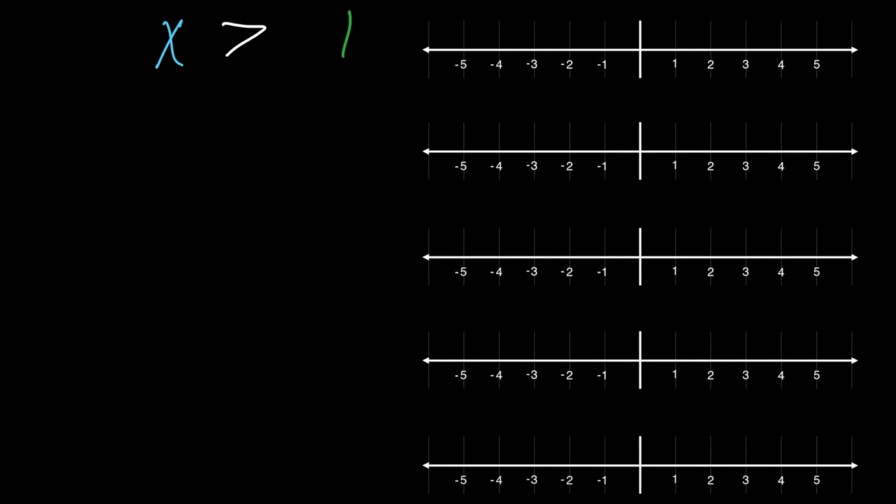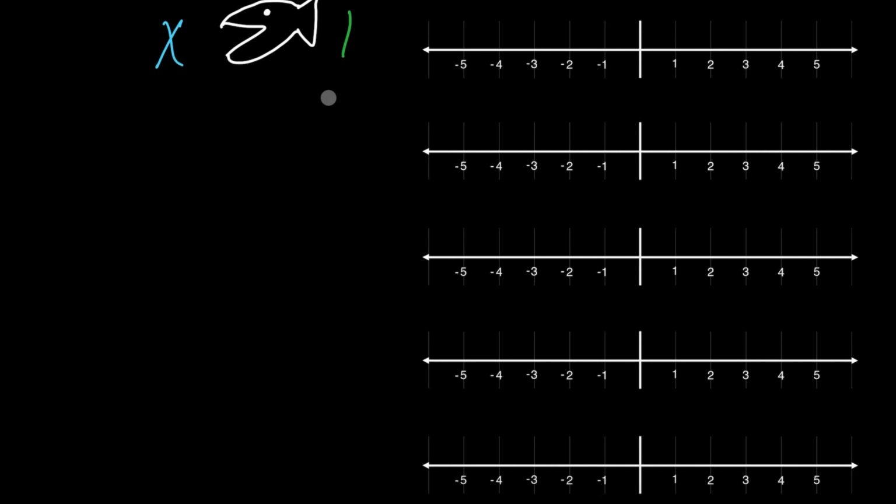And how I like to think about it is pretending that this symbol right over here is a fish. A fish. And this fish only eats the biggest number. So we can see here, x is greater than 1. And how can we graph this here on our number line? Well, x does not equal 1. It is greater than 1. That means x can be 1.000001, and it's still greater than 1.